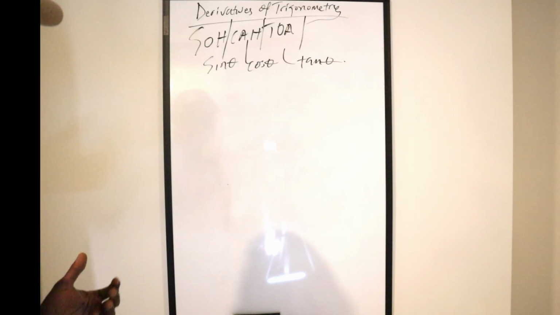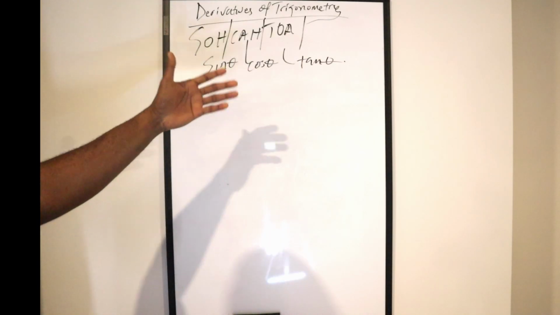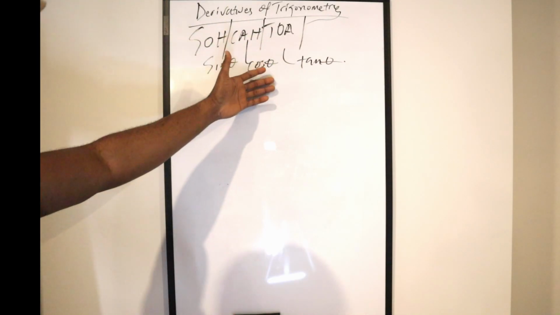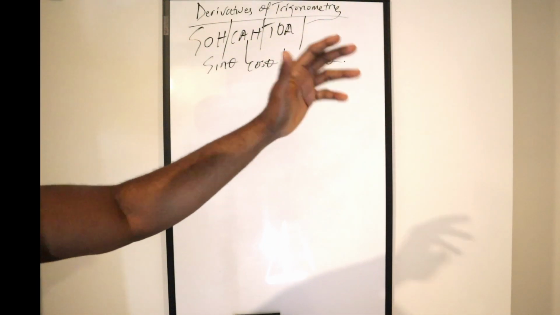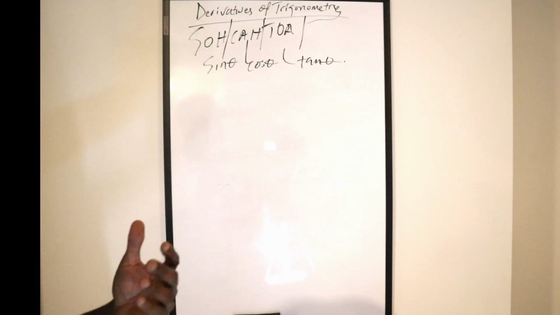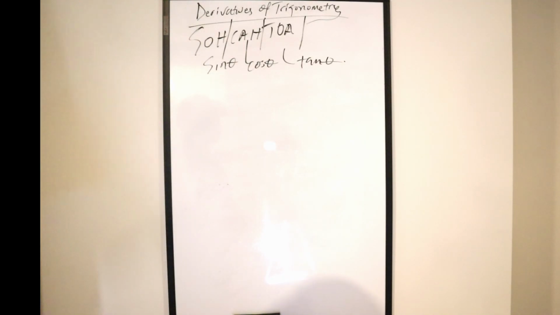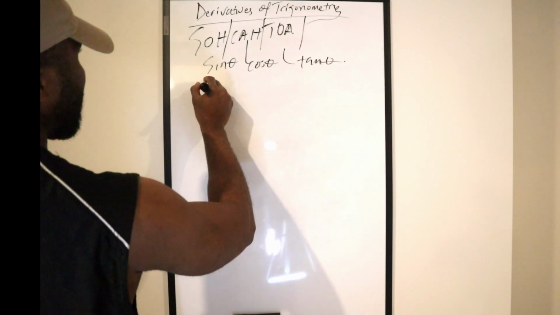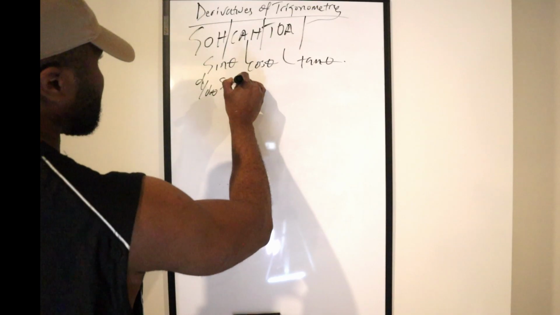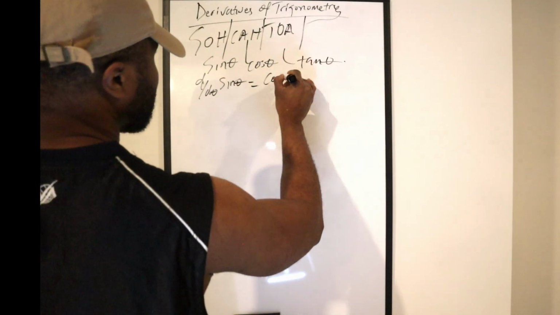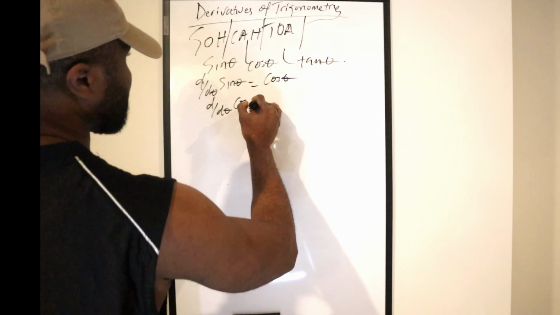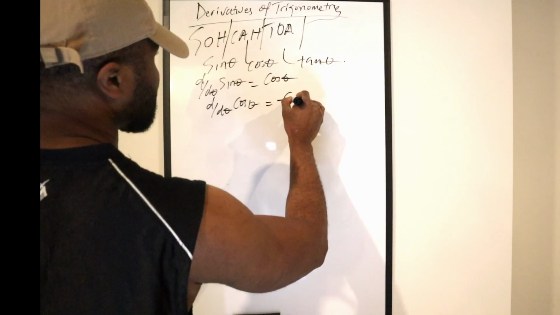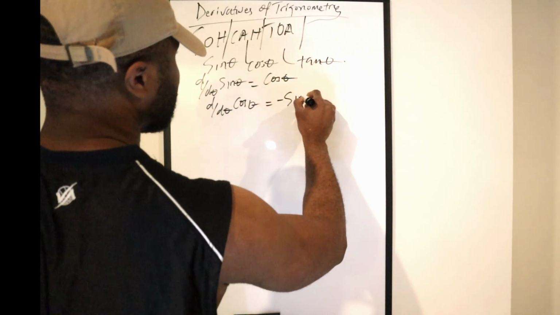So if they ask you to differentiate sine theta, it's cos theta. Differentiating cos theta gives minus sine theta, and differentiating tan theta gives sec squared theta. So you need to understand the laws that apply to this in order to solve derivatives. So let's say d over d theta of sine theta is equal to cos theta, and d over d theta of cos theta is equal to minus sine theta.